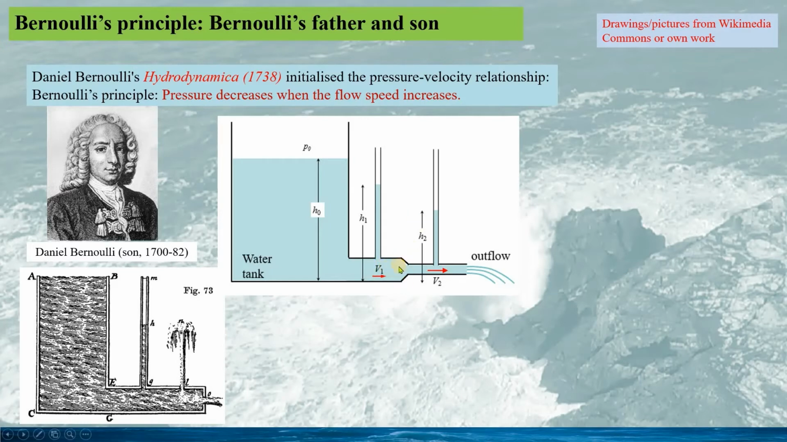Here we use two different pipes for the fluid. In here, the large pipe means a smaller velocity, so the pressure here would be higher than here, where the fluid velocity is very small or zero. And for the smaller pipe, the velocity V2 is higher than V1, and the corresponding pressure in this small pipe would be smaller, so H2 is lower than H1.